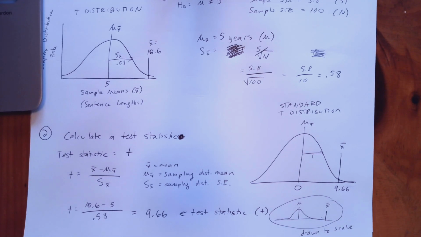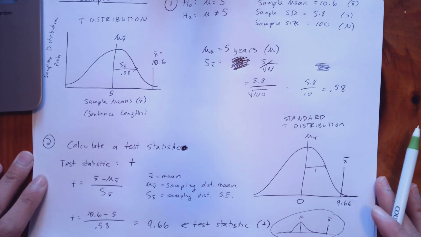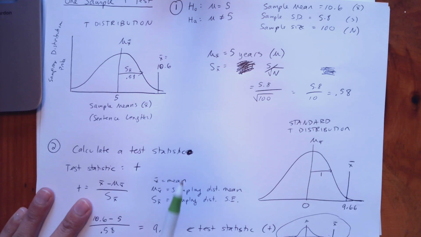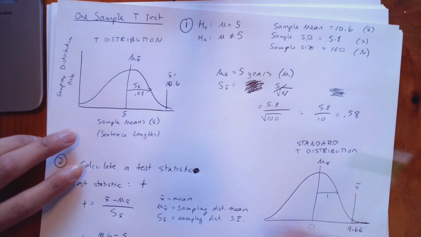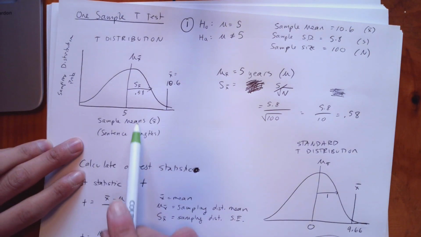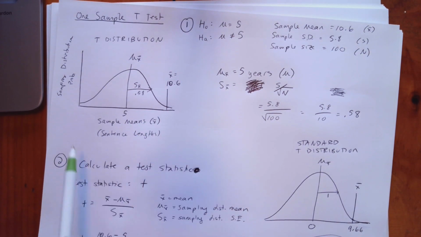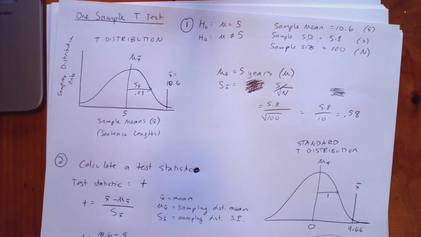So again, the test statistic that we just calculated tells us where on this t-distribution our sample statistic falls. In other words, how far away are we from the mean of our t-distribution? And if you think about it, going back to this one where we have all the numbers filled in for our world where the null hypothesis is true, it's telling us that our sample statistic of 10.6 years is 9.66 standard errors away from our mean of 5.